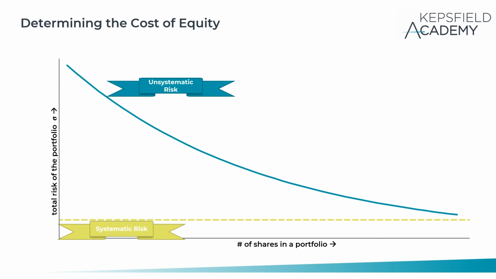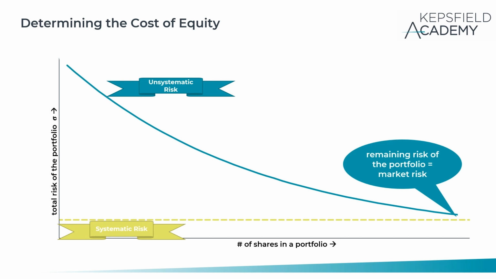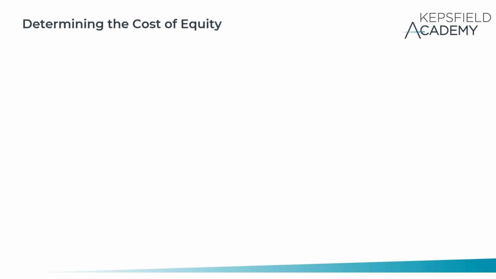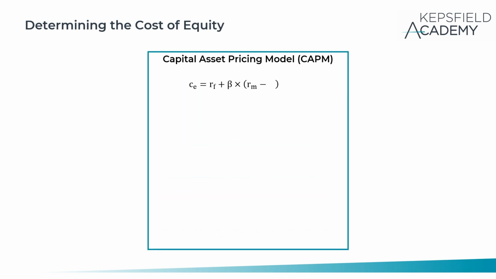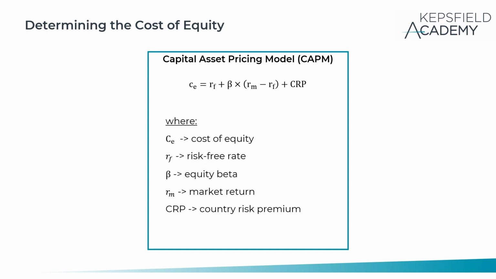CAPM assumes that investors hold well-diversified portfolios, which means that unsystematic risk is mostly diversified away. The remaining relevant risk factor is the systematic risk, and this is what investors are compensated for. Cost of equity is the risk-free rate plus the beta multiplied by the market risk premium plus the country risk premium.